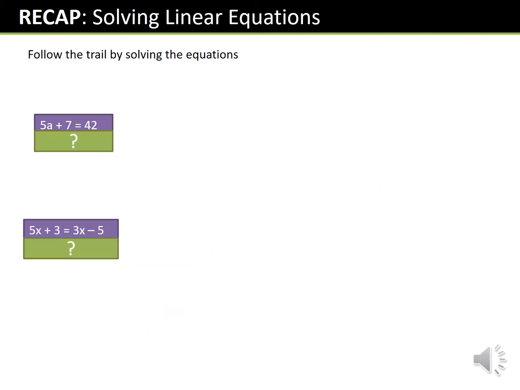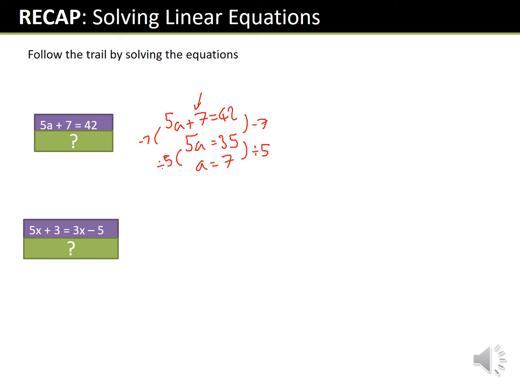Okay, so this first one, we've got 5a plus 7 equals 42. Like when we were rearranging formulae, we need to try and get a on its own. So we're going to start off by subtracting 7 from both sides. We subtract 7 from both sides because we've got this plus 7, we just want the 5a, so we end up with 5a equals 35, and then to get back to a, we're going to divide by 5. So divide both sides by 5, that gives us a equals 7.